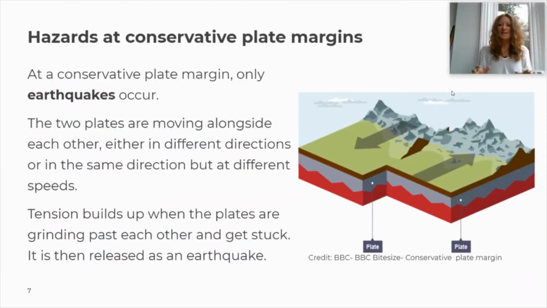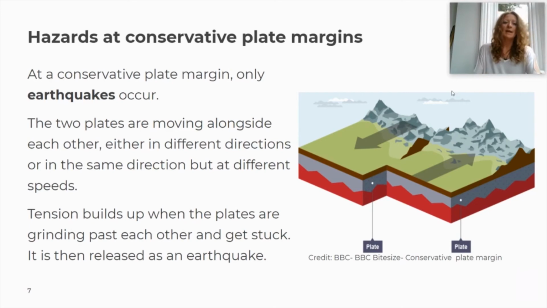Okay, so this is the last of our 3 tectonic plate margins, and this one is called a conservative margin. So say that word after me, conservative. Good, you will have heard that word before. There is a political party in the UK that is called a conservative, the Conservatives. Now, at a conservative plate margin, it's actually different to a constructive and a destructive one because only earthquakes occur. So that's the first rule, okay, is that conservative plate margins are slightly different because only earthquakes occur there.